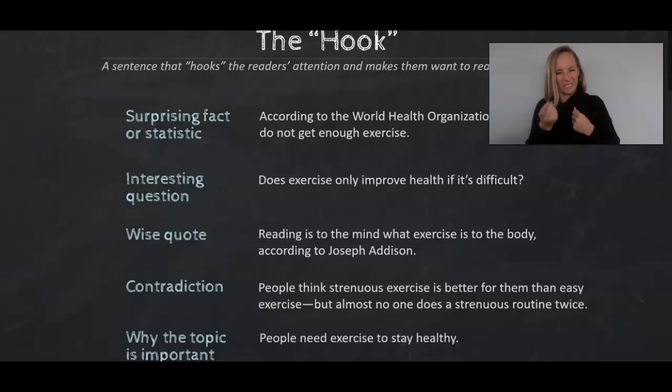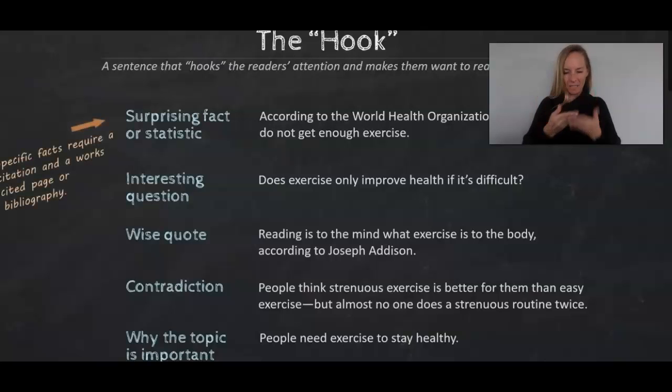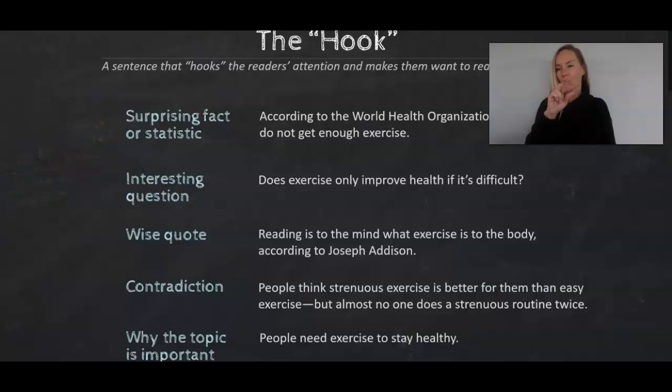You see that this type of hook is simpler than all the others above it, and not quite as exciting as the others. But some of the other types of hooks above, like the surprising fact or statistic and the wise quote, include very specific information, like numbers and facts. When you use specific information like this in an essay, you need to tell your readers where you found the information in case they want to check it. This requires that you do a citation and a works cited page or a bibliography to go with your essay. Citations and bibliographies is an advanced topic that can get a little complicated, so I'll avoid them in this video. So I'm going to use the last type of hook in the example essay that we read.